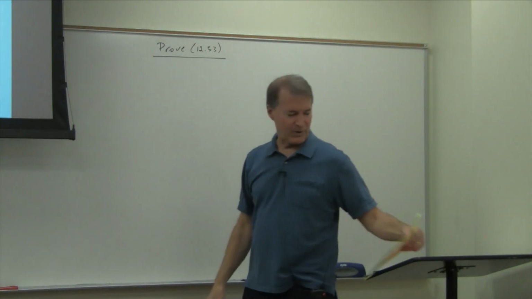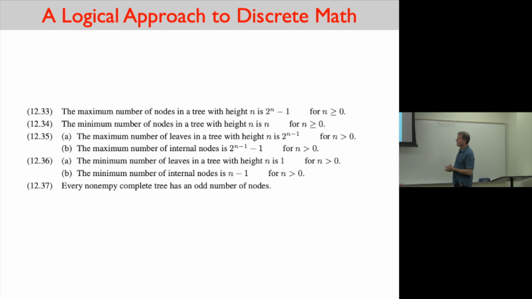Okay. Well, we want to prove the maximum number of nodes in a tree with height n is 2 to the n minus 1. Now, you're not going to like this because when we get to the induction case, you're going to have to write all that out with n plus 1, assuming and writing all that out as the inductive hypothesis. So you know who you are, who's not going to like this, but we will proceed anyway.